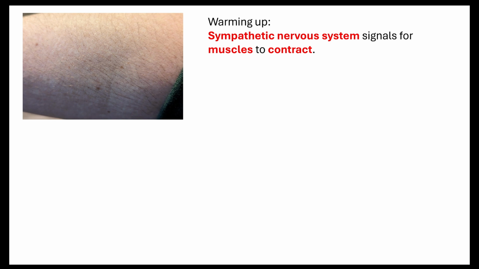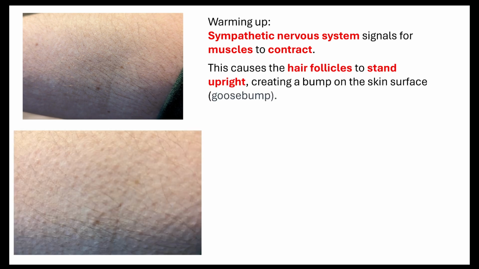Now, another way is that as I sit here, the hairs on my arm are lying flat. Well, if I were to walk outside without putting on my layers, then what may happen is my body may go into its warming up mechanism, where my sympathetic nervous system is going to signal for my muscles to contract. And you'll learn more about the sympathetic nervous system in the animal response videos. But if my nervous system is signaling for my muscles to contract, that's going to cause the hair follicles to stand upright. Now, what this does is this creates bumps on the skin surface.